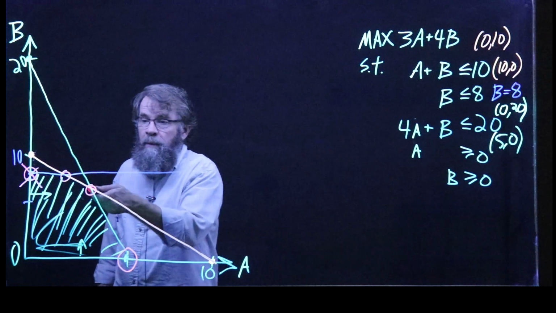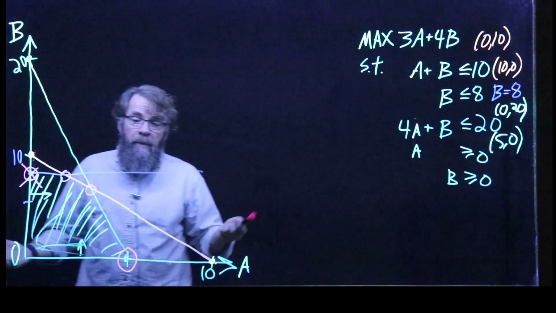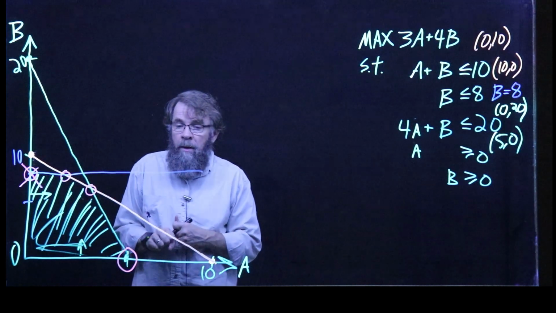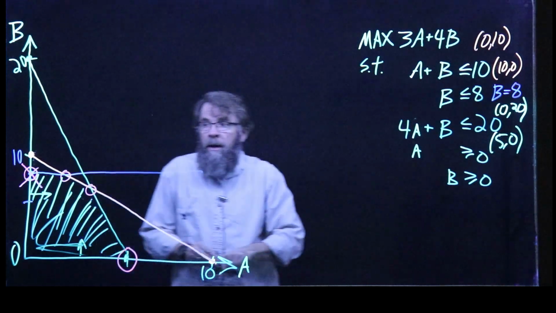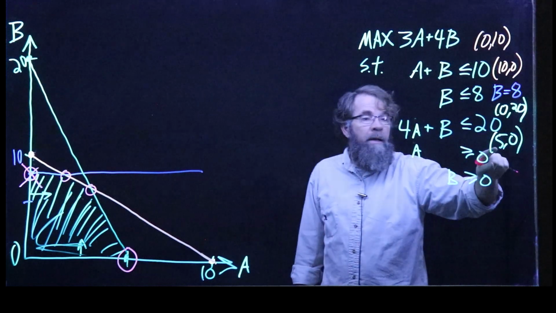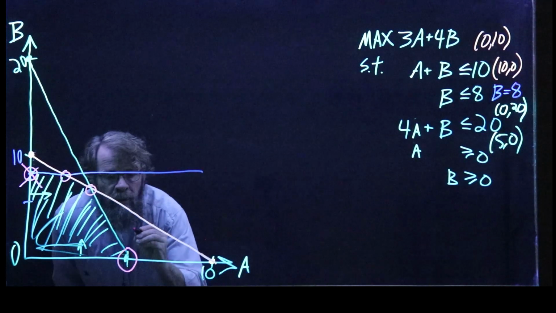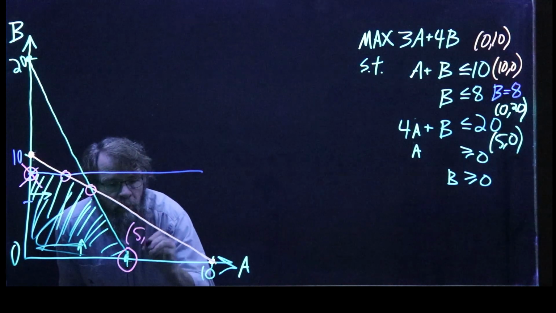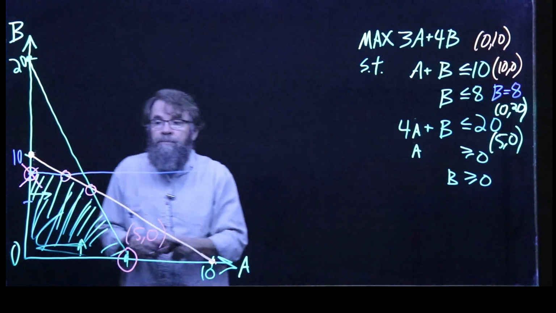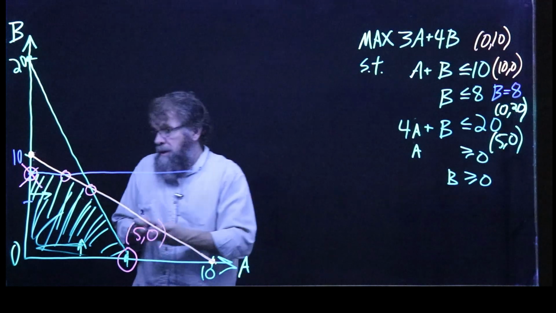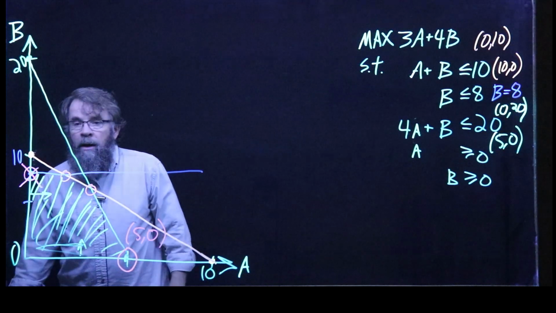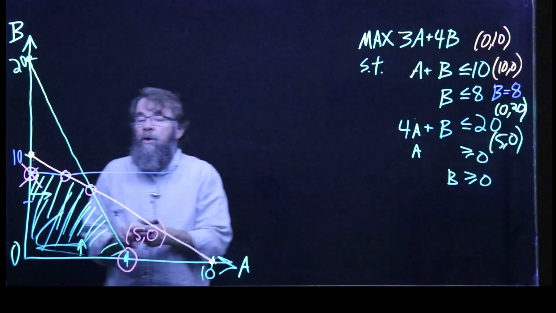So we have these 3 points, and one of them is going to be the optimal point. Now this point down here, I know it's on my green constraint, and that's where a is 5 and b is 0. So that is the point 5, 0. Let's go for the intersection of the orange and the blue.